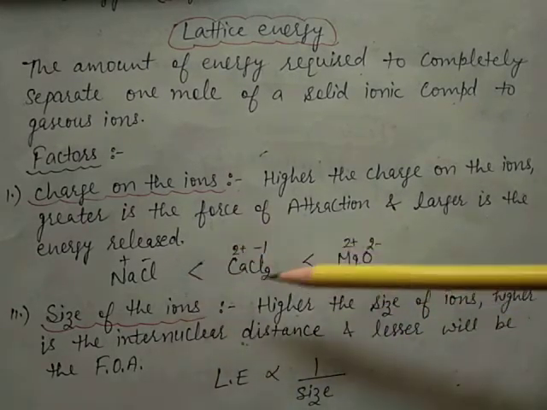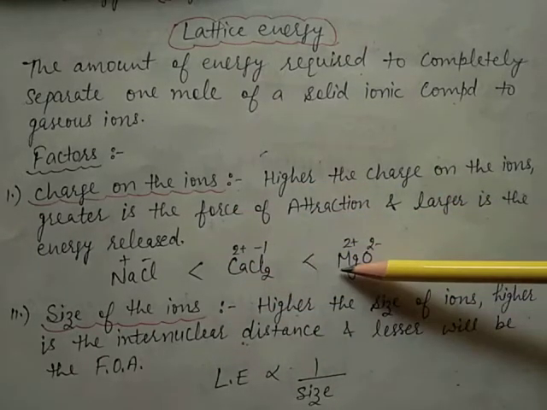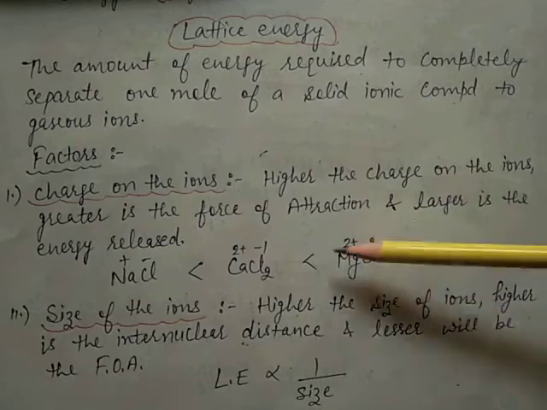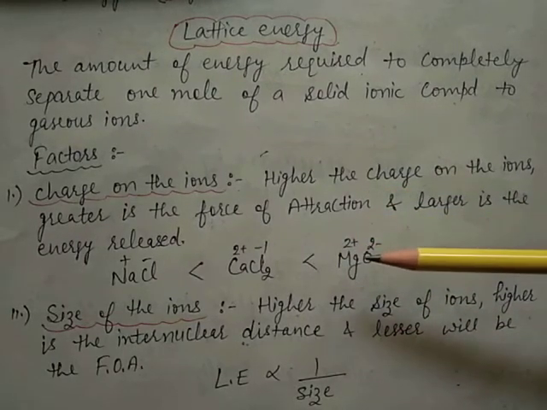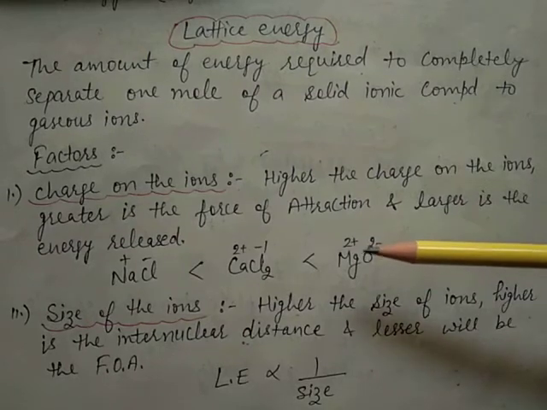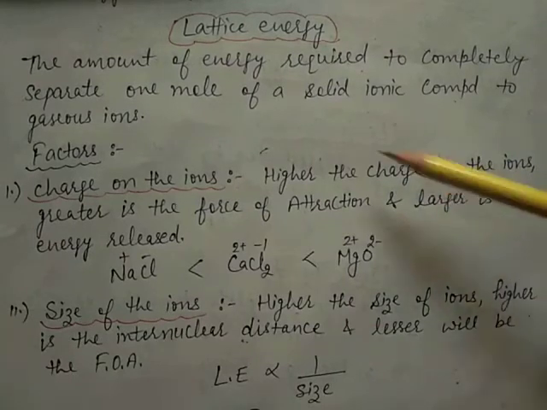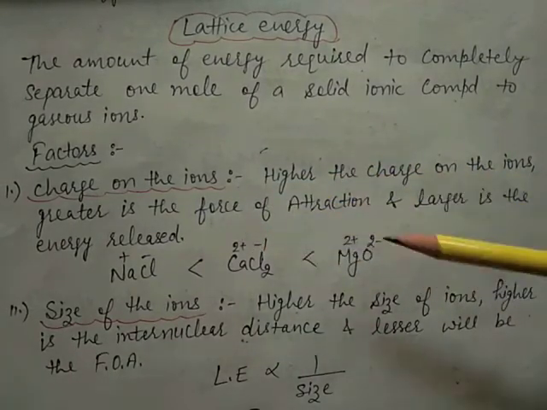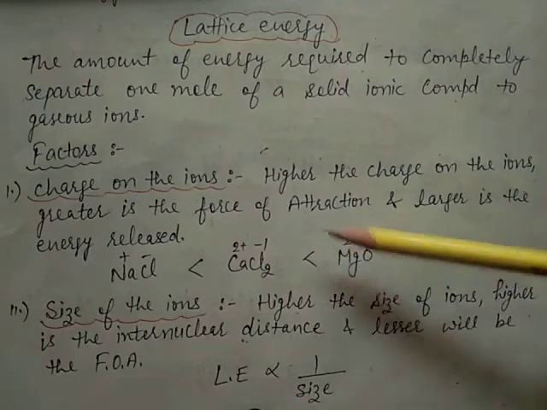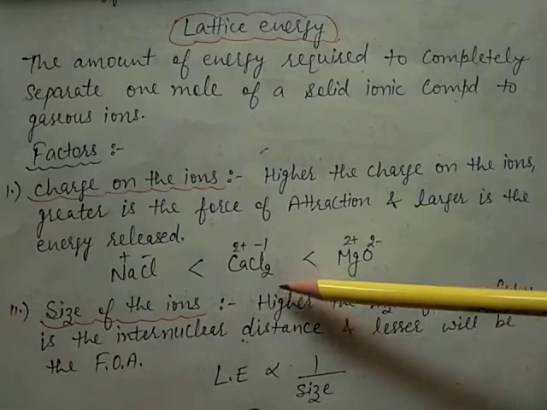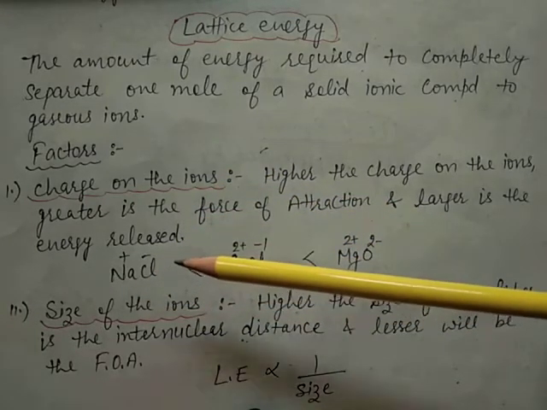It means the higher the charge, the greater the force of attraction. It means there the ions, removing those electrons will be very difficult. So in this case larger is the energy release. So magnesium oxide has higher lattice energy as compared to CaCl2 and then NaCl.